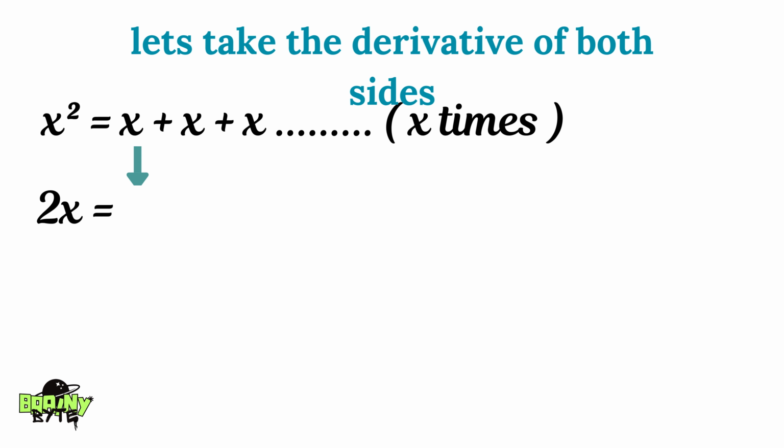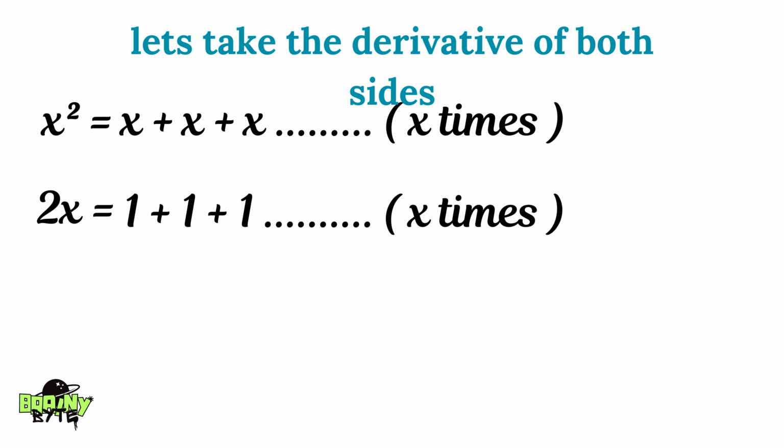The derivative of the first x is 1. The derivative of the second x is 1. The derivative of the third x is 1. And we do this for all x terms. So the derivative of x plus x, and so on, equals 1 plus 1 plus, and so on, x times. And what do you get if you add the number 1 to itself x times? You just get x.